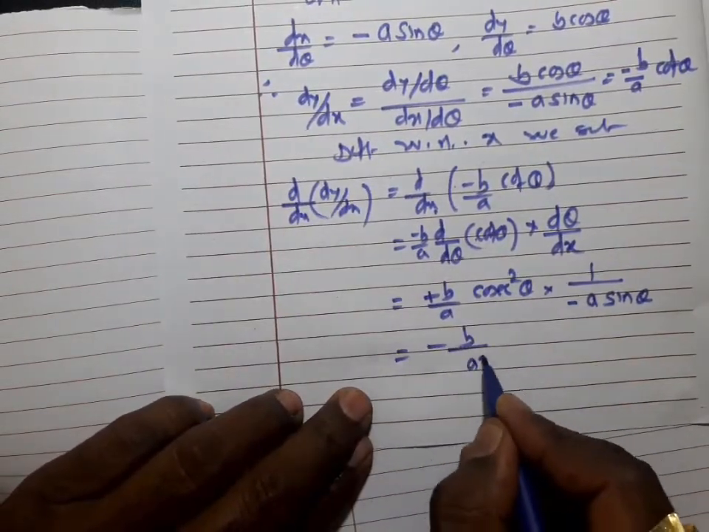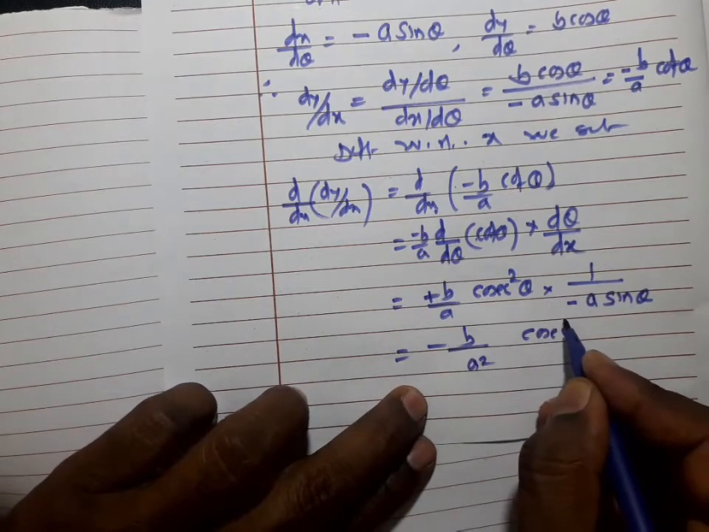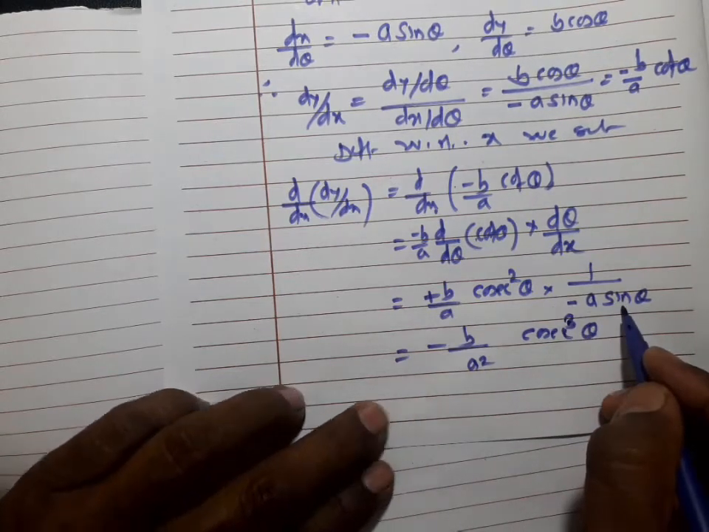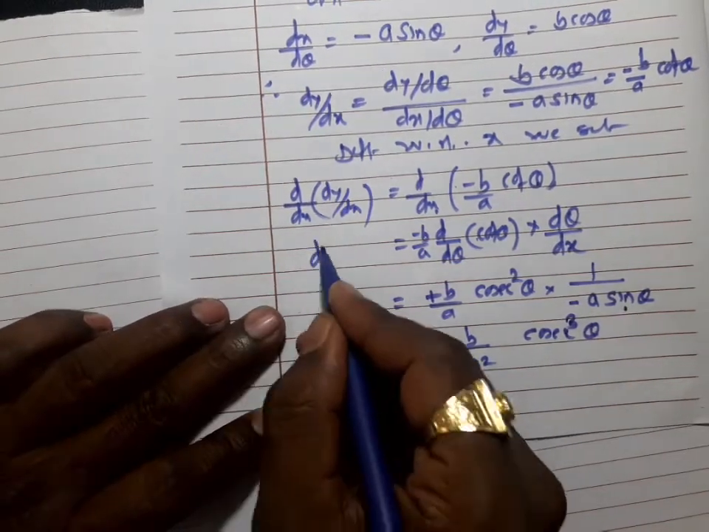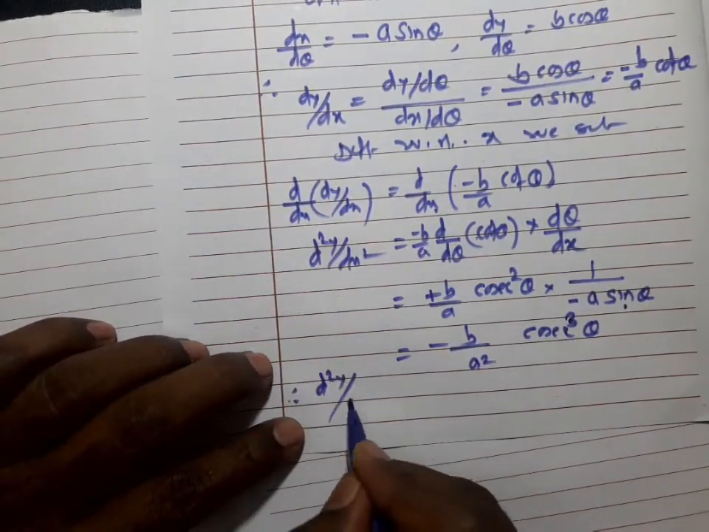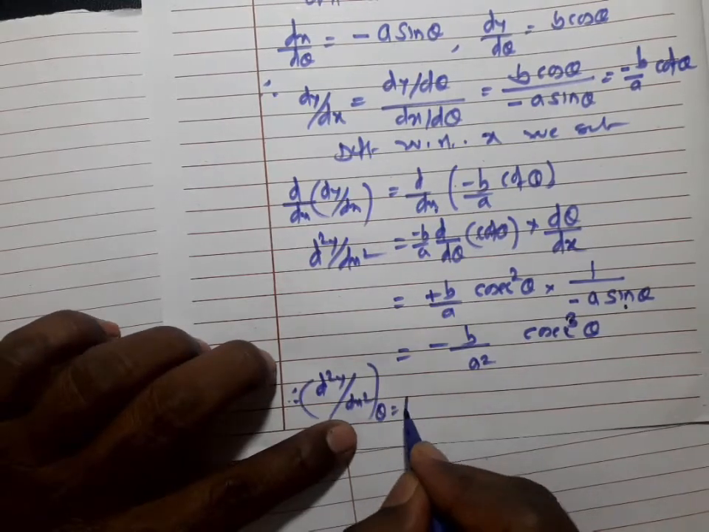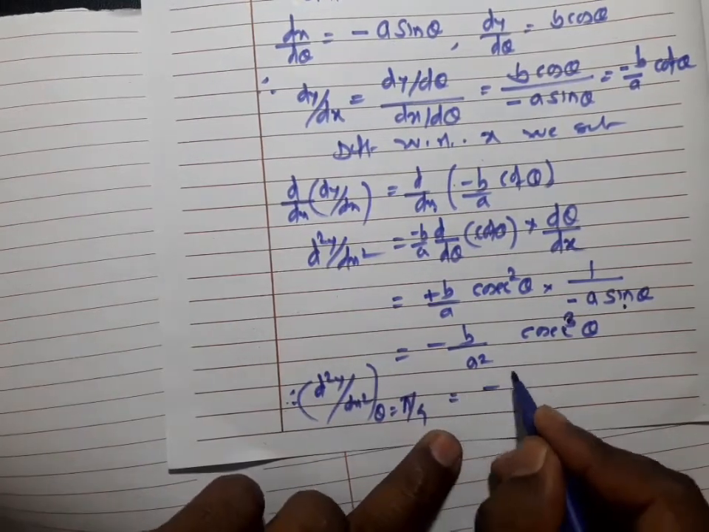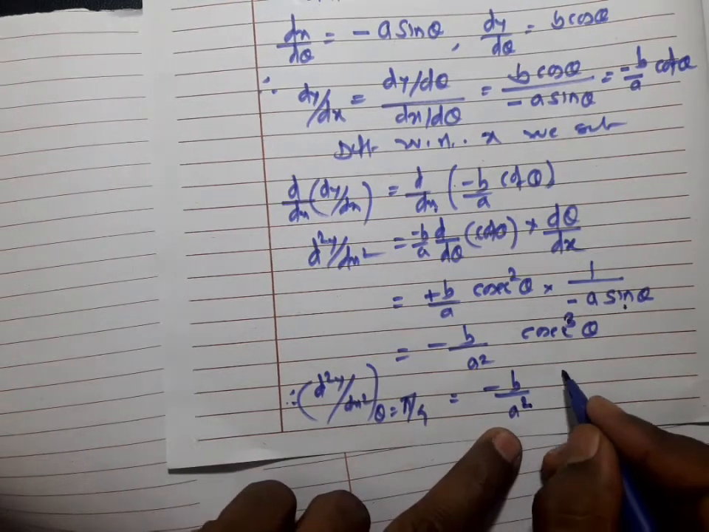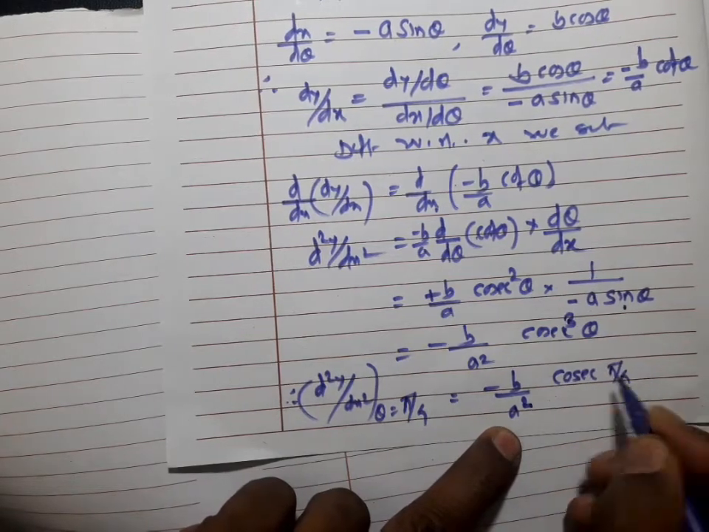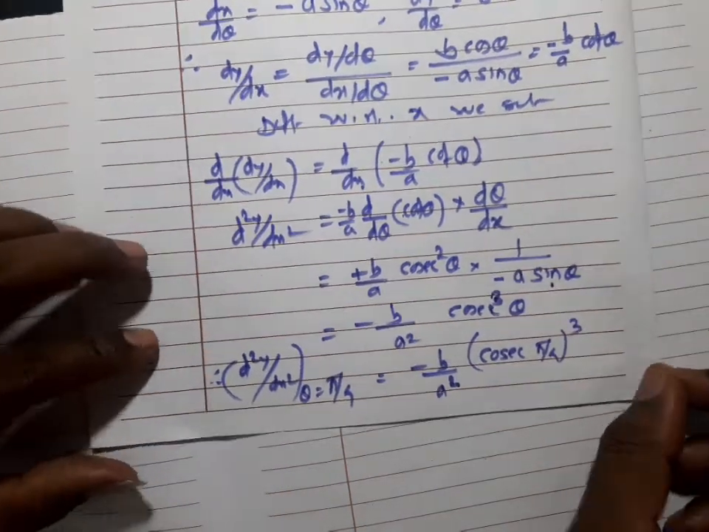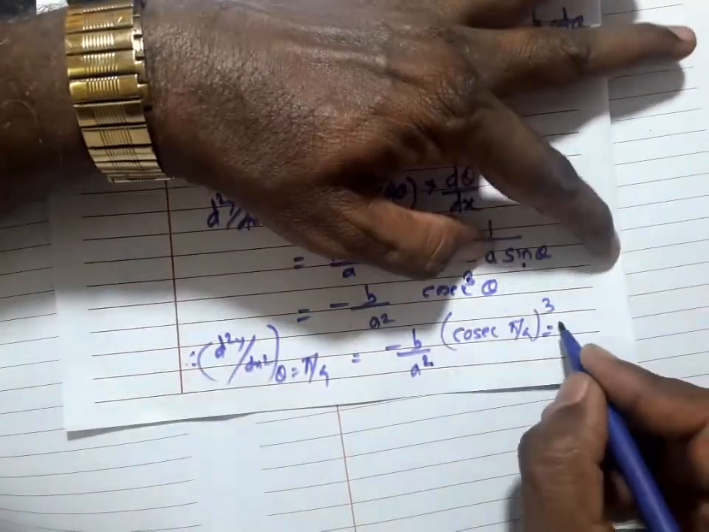So minus b upon a square cosec cube theta, because 1 upon sin is again cosec theta, and this is nothing but d2y by dx square. Therefore d2y by dx square at theta is equal to pi by 4 is minus b upon a square cosec pi by 4 raised to 3, and cosec pi by 4 is root 2.